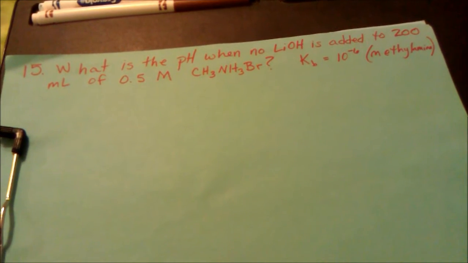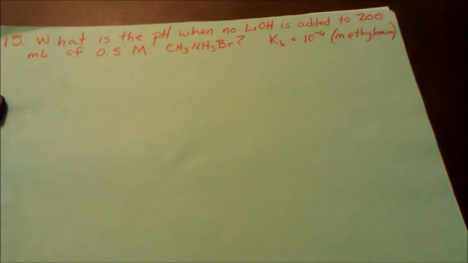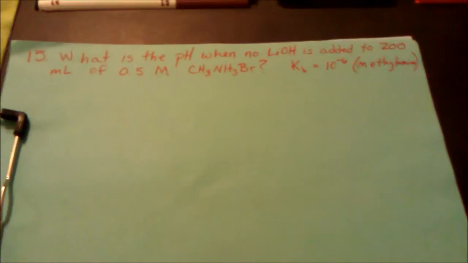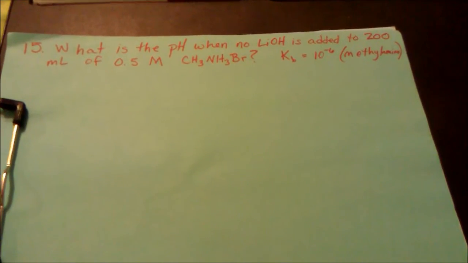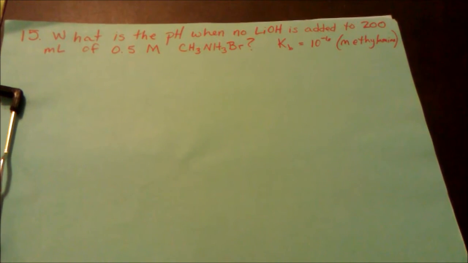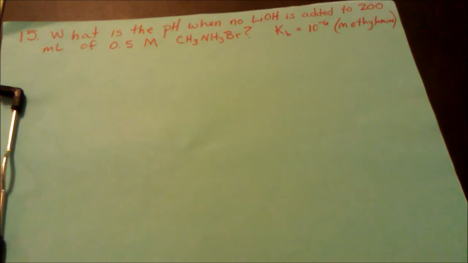The votes are in, and it has been decided that the first question from Dr. Laude's acid-base worksheet that you want me to answer is question number 15. What is the pH when no lithium hydroxide is added to 200 milliliters of 0.5 molar CH3NH3Br, or methylamine bromide? We were given earlier in the worksheet that the Kb of methylamine is 10 to the negative 6th.